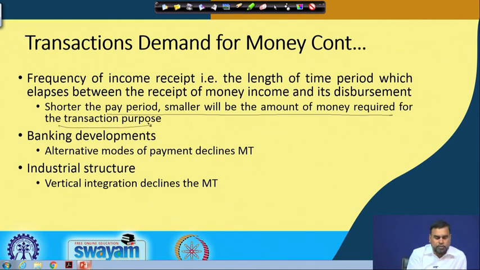And already I have discussed with you the alternative modes of payment which decline the transactions demand for money. So, although income is the most important factor, these are also responsible factors which can affect the demand for money, because greater availability of different modes of payment can decline the availability of cash with individuals, and vertical integration declines the transactions demand for money, which we have already discussed.